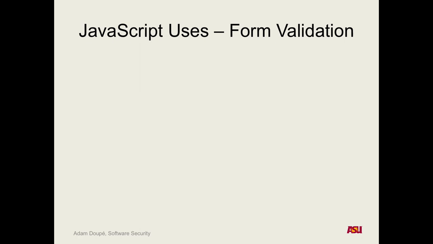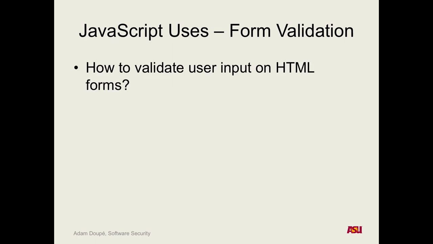Okay, so one of these super useful things about JavaScript that it was used for originally is form validation. So the idea is how you validate user input on HTML forms. So how would you do it without JavaScript? Why would you want to do this? Plain state validation. What was that? Plain state validation. I don't know, before JavaScript. So yes. Why?